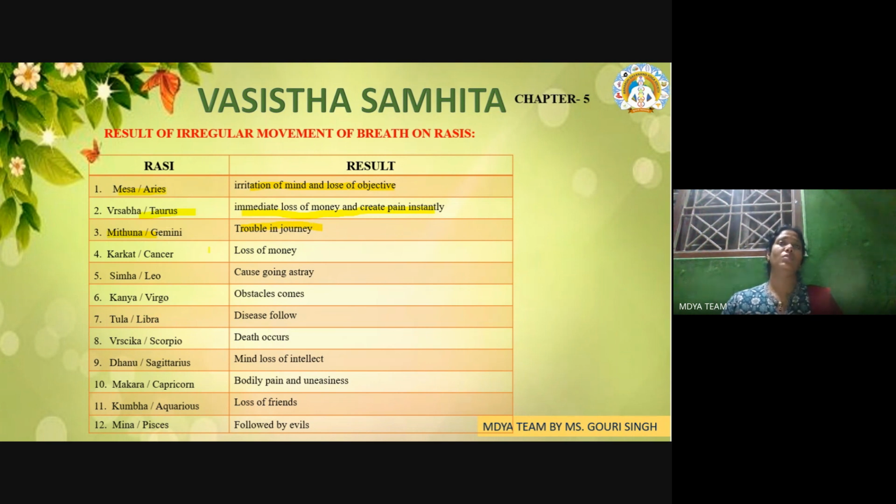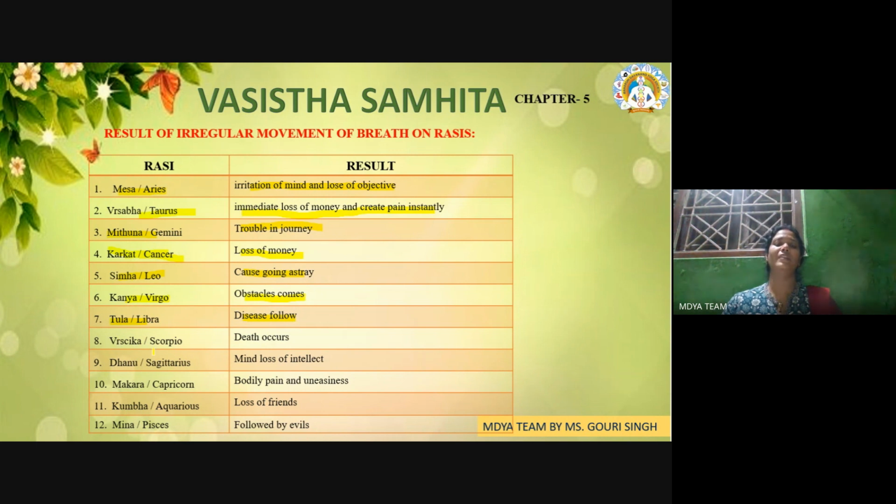So here he tried to link how the breath impacts your rasis, as well as the elements present in the body, and how it will affect your grahas also. In the same way, for all other rasis, if Karkata rasi is there and you have irregular movement of breath, then there is loss of money at that time. If Simha rasi is there, that causes going astray. And Kanya, that is obstacles at that time. And if you have Tula, then disease will follow you if your breath is irregular.